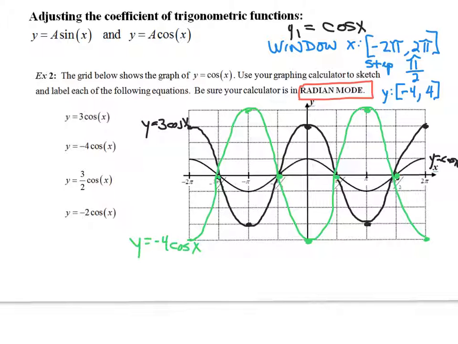So I see that this one is not only a dilation in the vertical direction of 4, it's also a reflection over the x-axis.